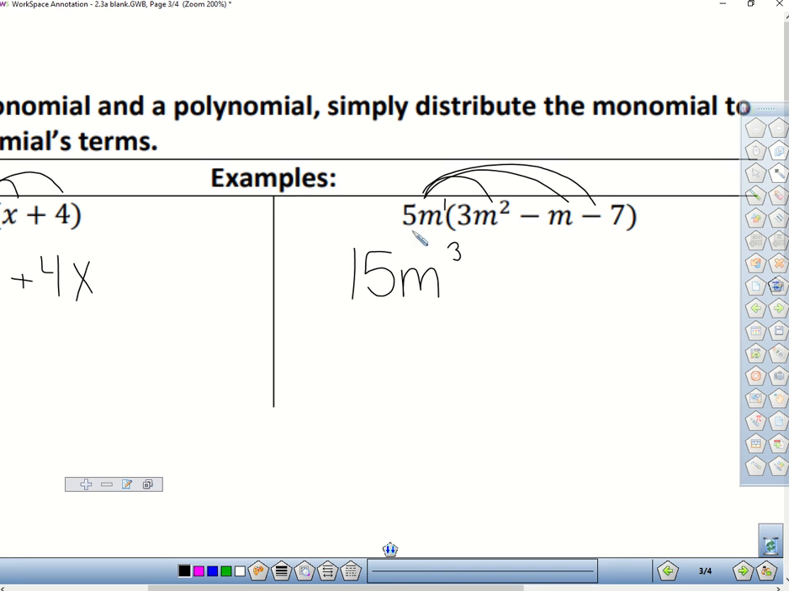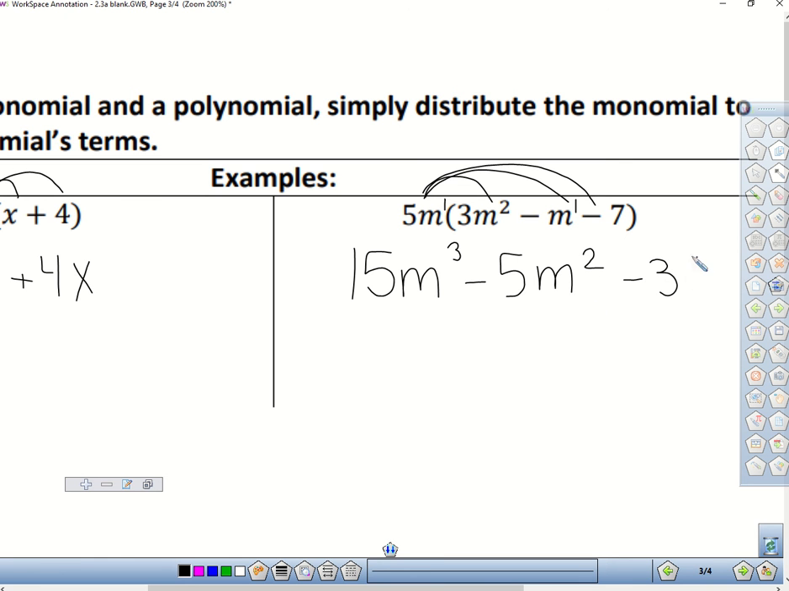And then what's 5m times negative m? Negative 5m. Negative 5m to the 1. I mean, we have 2 m's to the first, so we have to add the exponents. 2. Yeah, 2. Yep, to the second. And then negative 35m squared.